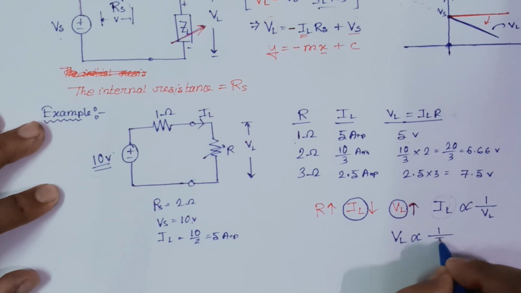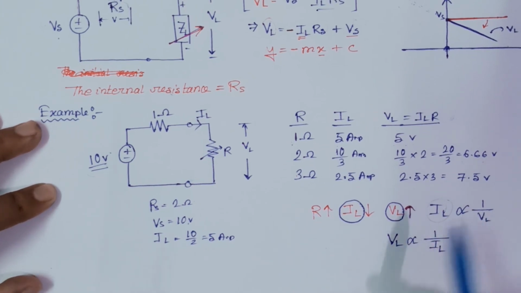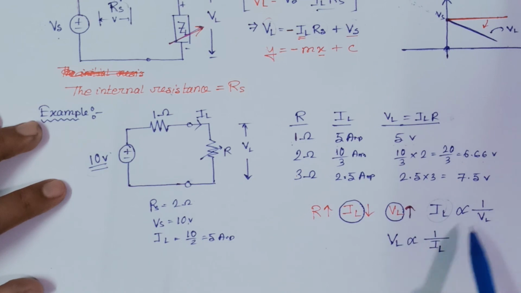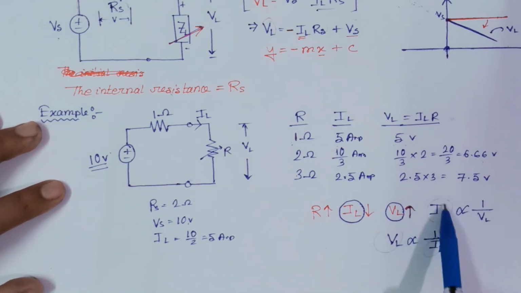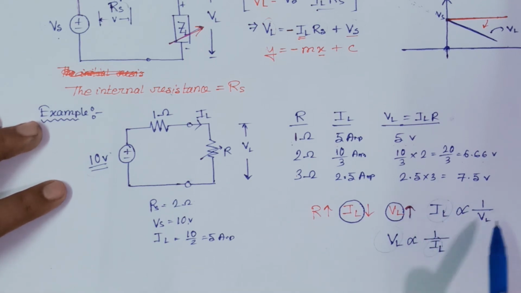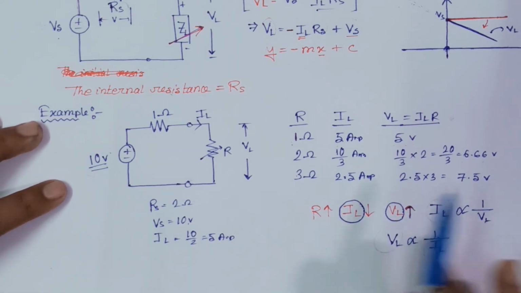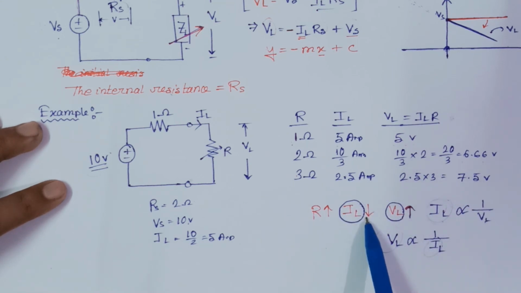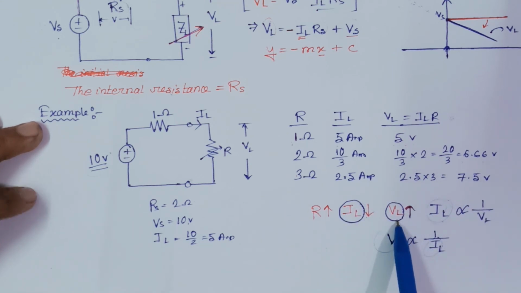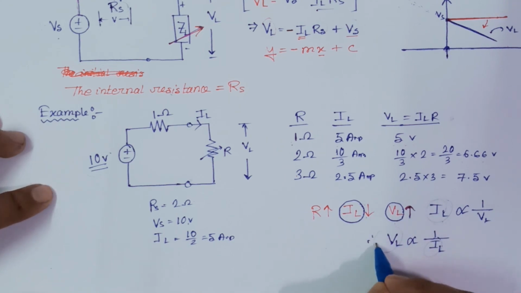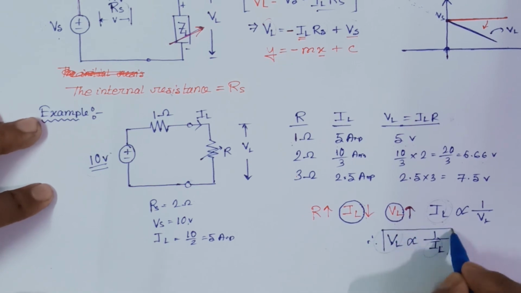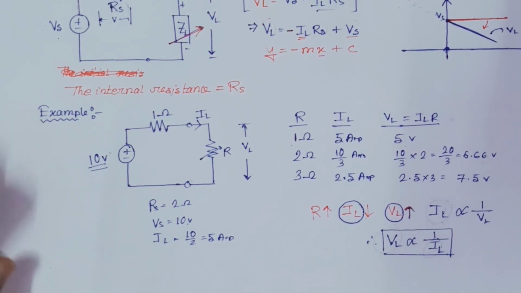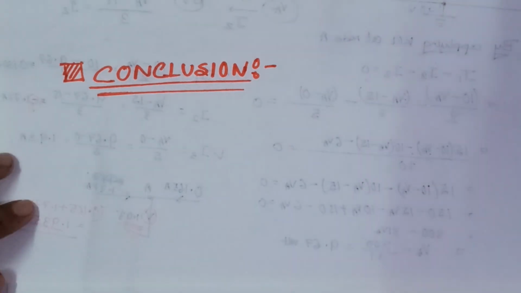Actually, this is not IL, it should be VL proportional to 1 by IL. Some may say, sir, these are the same. No, actually this is not the same. It means VL is dependent on IL. If you write IL proportional to 1 by VL, it seems that IL is dependent on VL. No, the value of IL changes first and then the value of VL changes. So VL is actually inversely proportional to IL. It means VL is dependent but IL is independent.